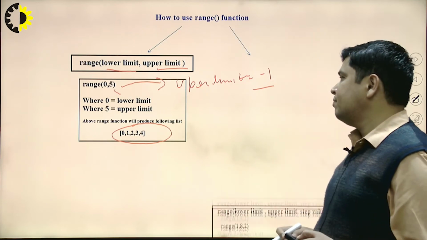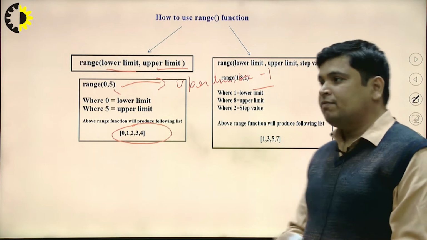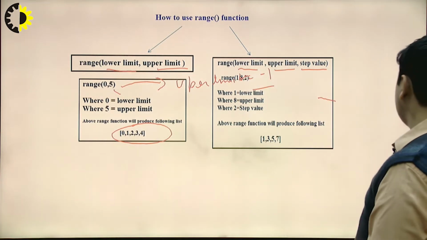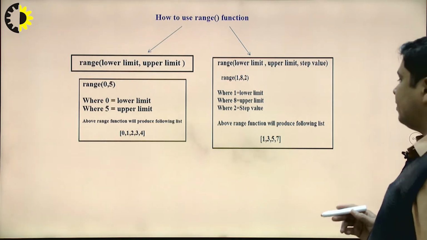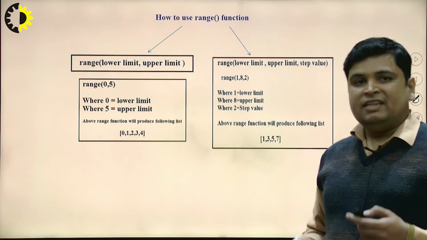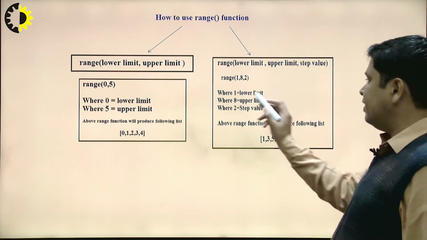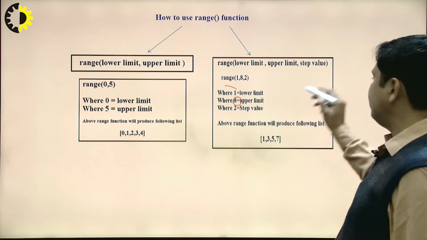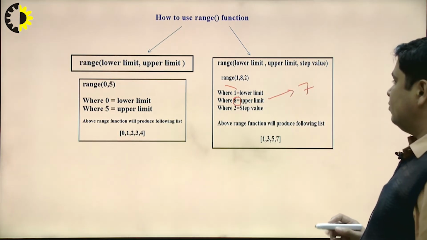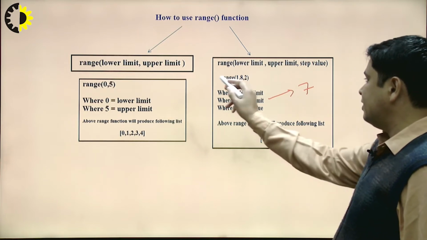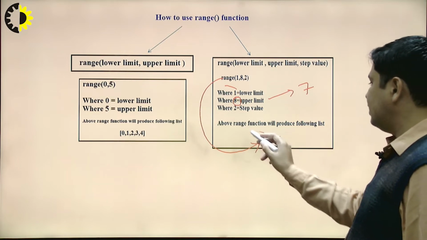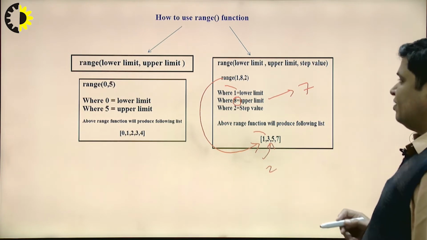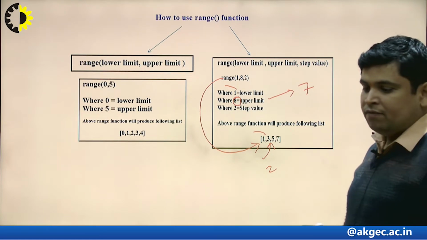Now, the second range format has three arguments. The first one is the lower limit, the second one is the upper limit, and the third argument is the step value. What is the meaning of step value? It tells us by what step you want to execute a particular piece of code. You will see here the lower limit starts at 1 and the upper limit is 8. So the upper limit always goes to the upper limit minus 1, which means it goes up to 7, and the step value is 2. This range function will generate the sequence starting from 1, and every next value increases by the step value 2. So this is about the range function. It is very helpful when you are working with a for loop in Python.